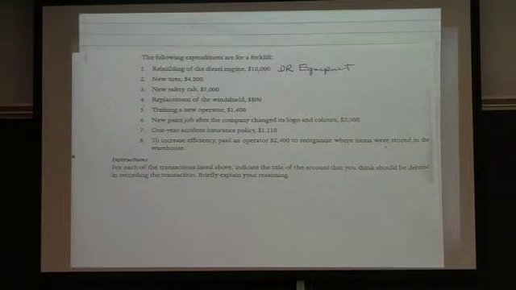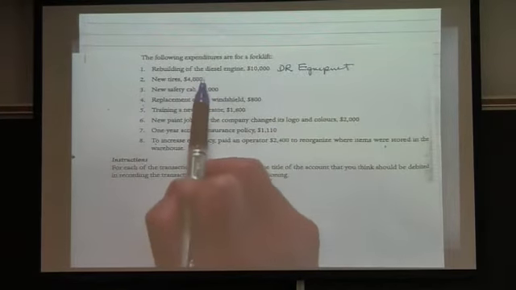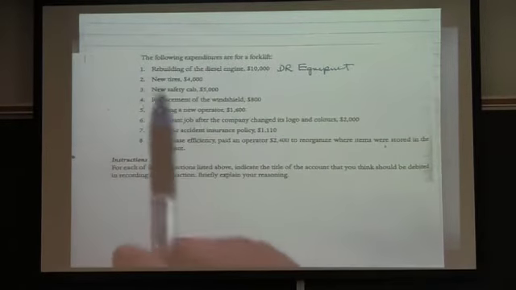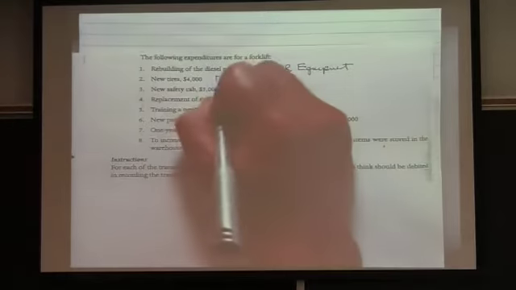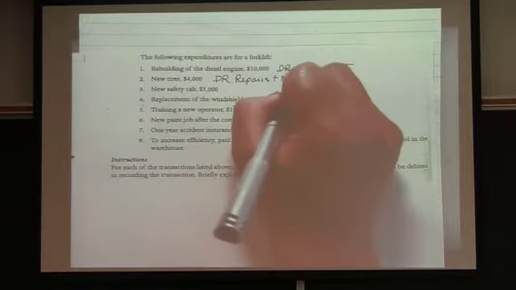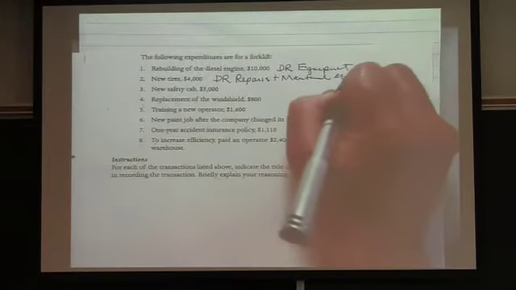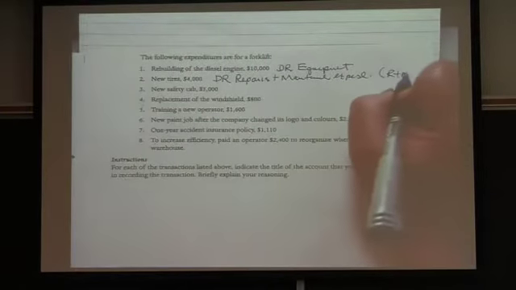So to me, buying new tires for the forklift is an expense, because it doesn't make the equipment more productive or more useful. It just makes the equipment useful the way it's supposed to be used. Having tires will make the forklift usable. So the answer is we need to debit repairs and maintenance expense. I'm going to short form this as R and M.